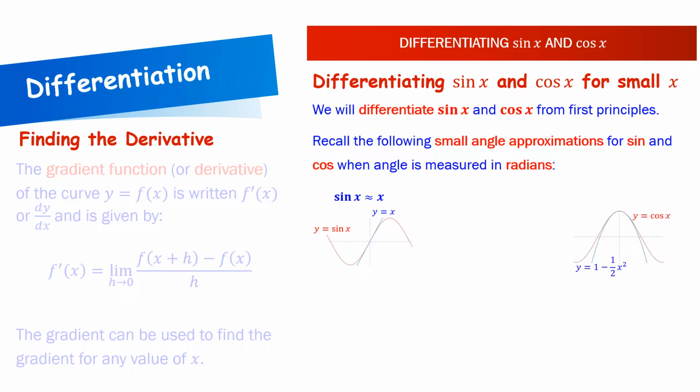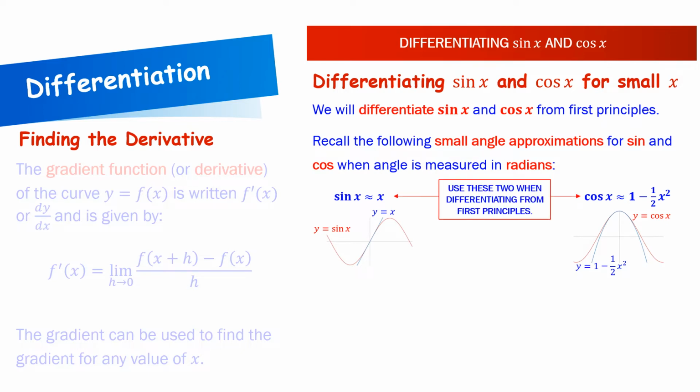Let's now take a look at the graph of y equals cos x and the graph of y equals 1 minus a half x squared superimposed upon it. As you can see, close to 0, cos x is approximately equal to 1 minus a half x squared. We will use these two approximations when differentiating from first principles. Remember also that we will be using radians when differentiating trig functions.